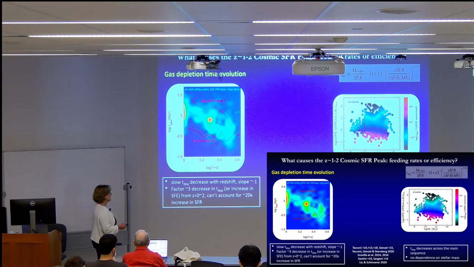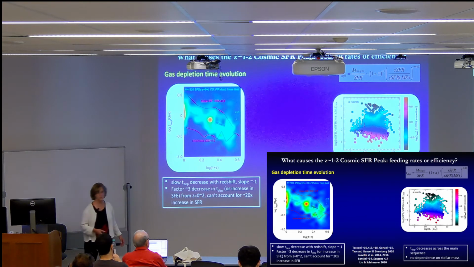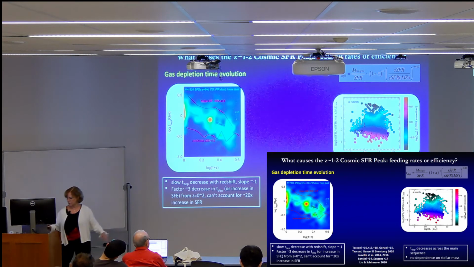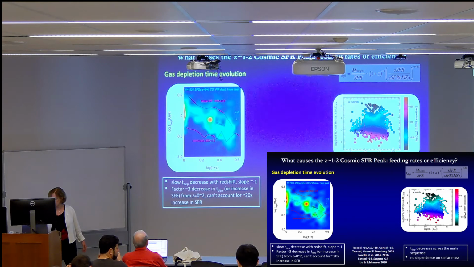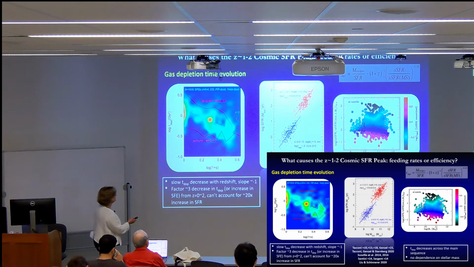Once you account for that, though, we see very little dependence on stellar mass. There's no obvious trend here, and that's what Reinhardt told you yesterday. We really don't see a dependence on stellar mass with over 2,000 points at all redshifts. So that's our scaling relation for depletion time.